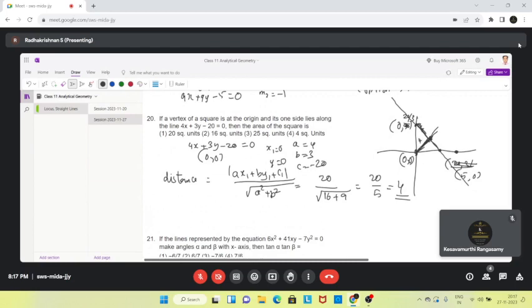So then what is the area of the square? If you know the side of the square, the area is simply 4 square, 16. 16 square unit. Correct. So side of the square is 4, so area is 16. Option number 2.